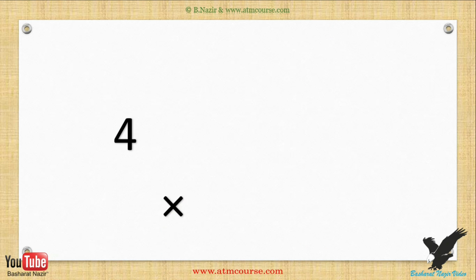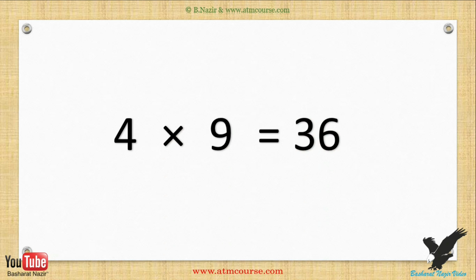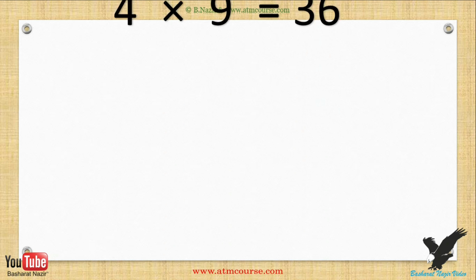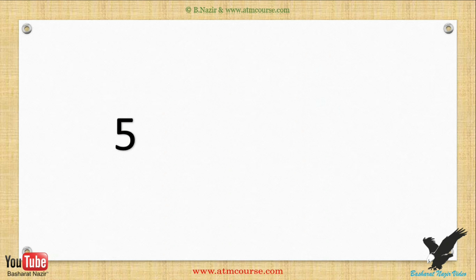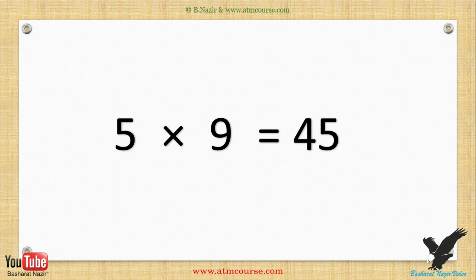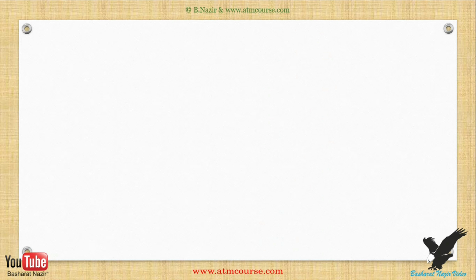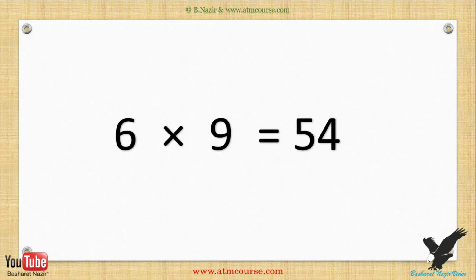Four times nine equals 36. Five times nine equals 45. Six times nine equals 54.